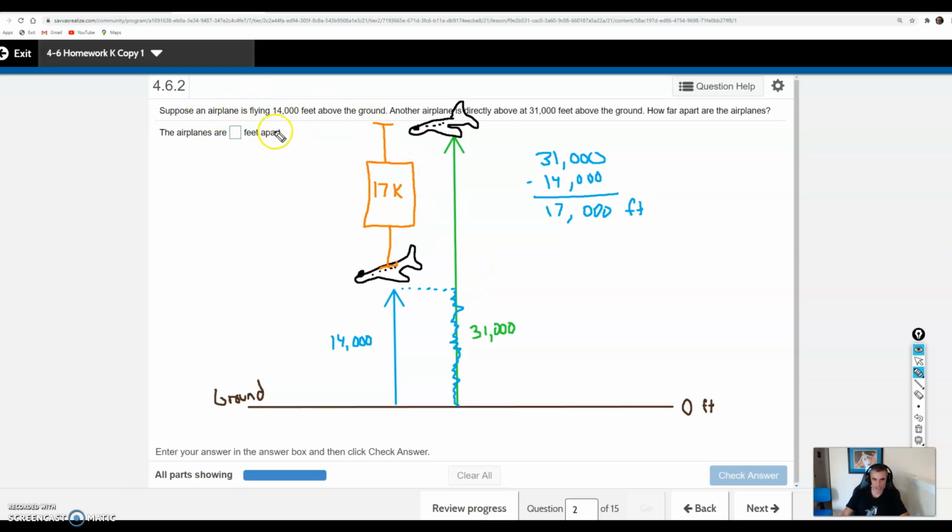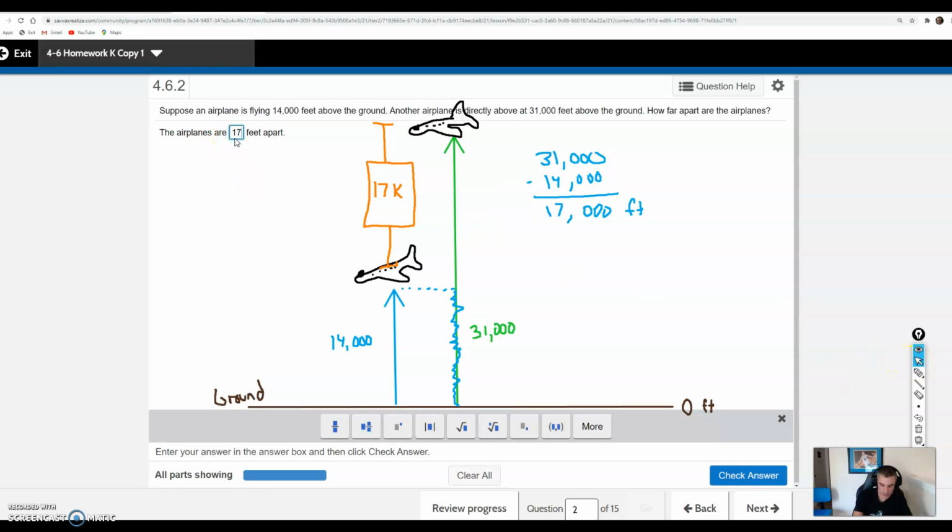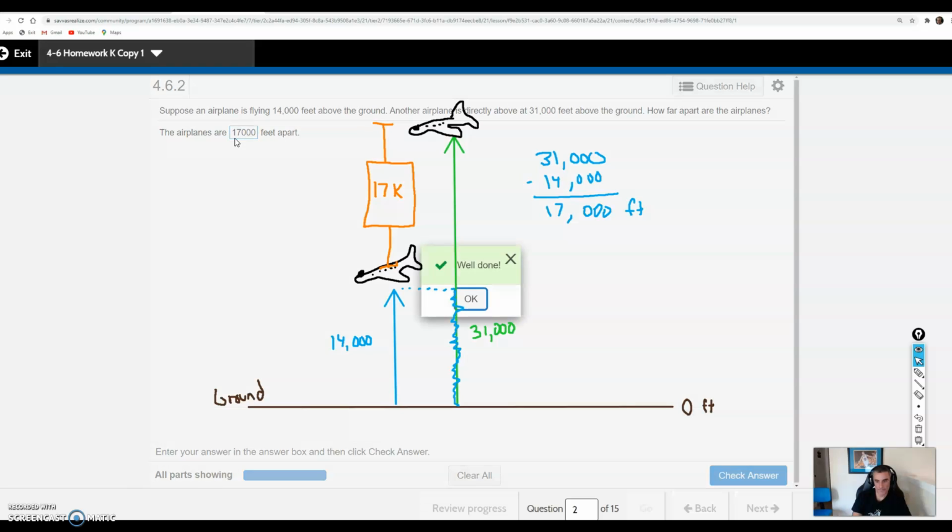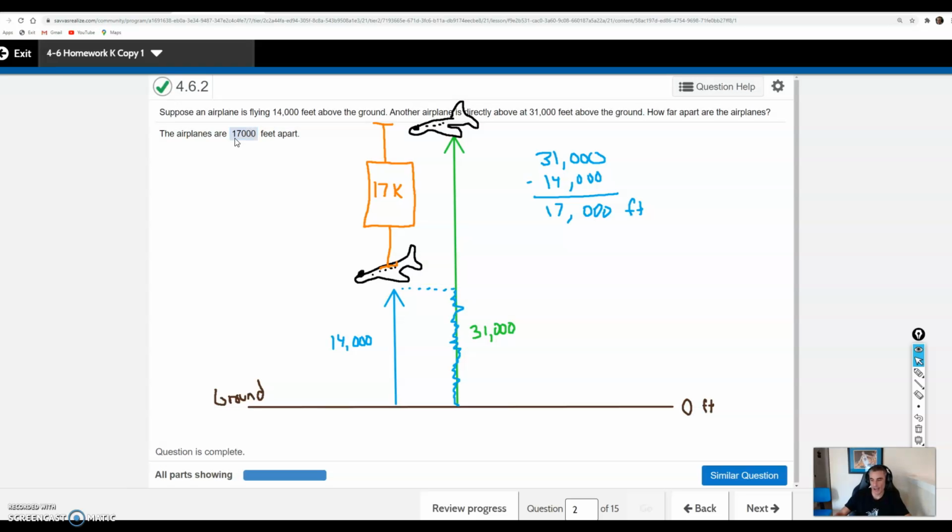It's just now we have a little context, a little story to go with it. And again, I really recommend drawing pictures. For me, to be able to see it, it makes so much more sense. The airplanes are 17,000 feet apart. Little side note, if you happen to get the exact same numbers as I do on these, please hit similar question. You're not going to learn anything by just typing in the answer I got and moving on.